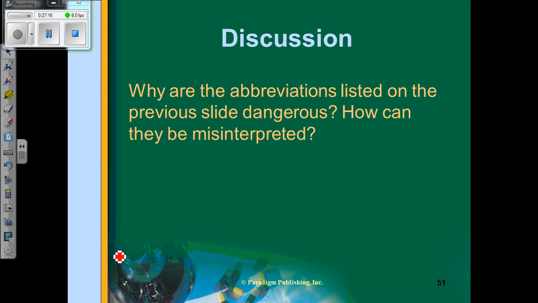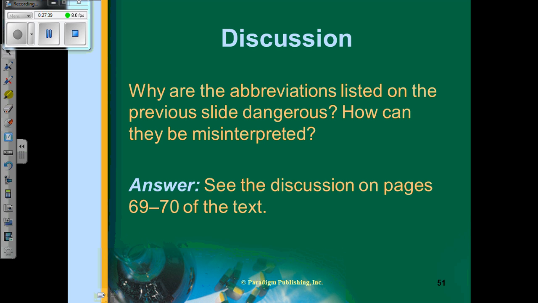So some questions here. Why are the abbreviations listed on the previous slide dangerous, and how can they be misinterpreted? They can be interpreted incorrectly because they are similar to other abbreviations, or they may have the same abbreviation as others. But there is a discussion on pages 69 and 70 in the text if you would like further explanation of that.